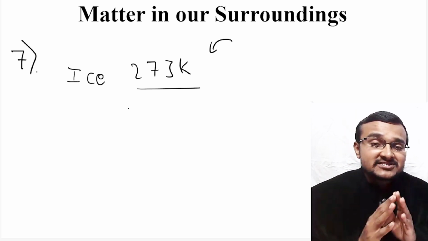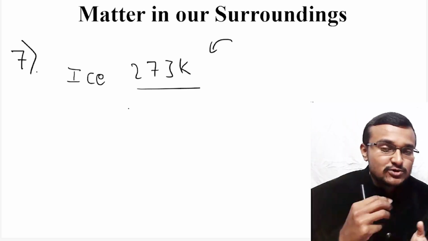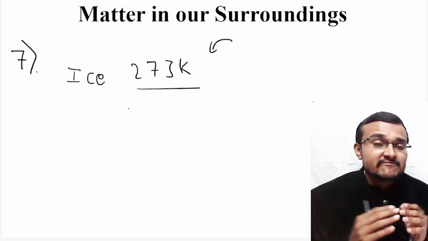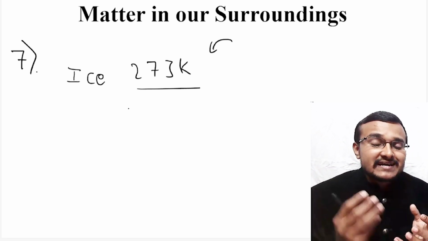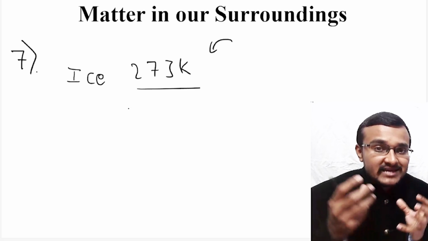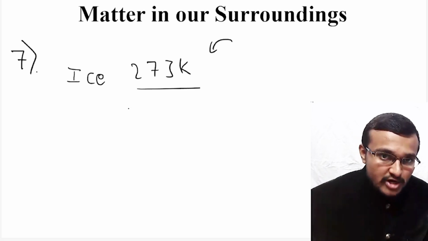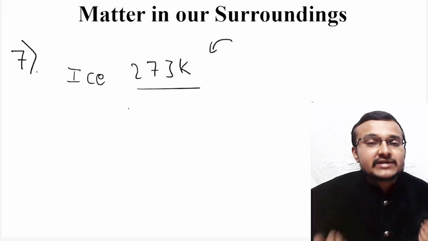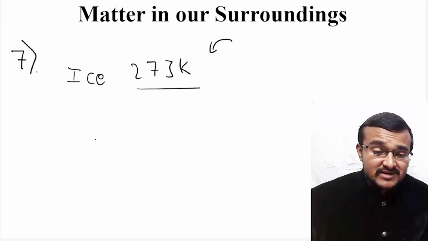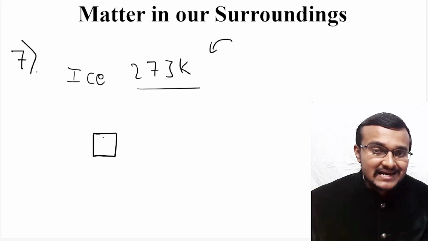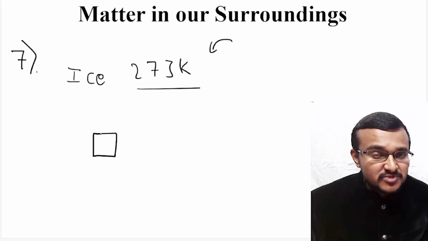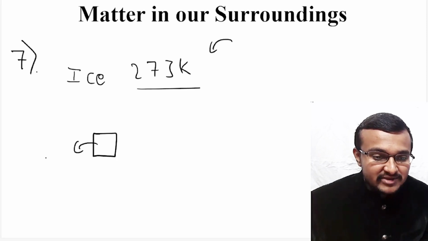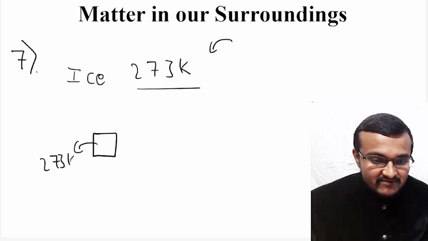But the extra heat energy which you are supplying to that ice will be in the form of latent heat, because it has more capacity to absorb heat to convert itself into water. Hence, ice acts as an effective cooling material compared to water. So let me explain this by using some pictures. Let's say this is an ice cube. This ice cube will have a temperature of 273 Kelvin.